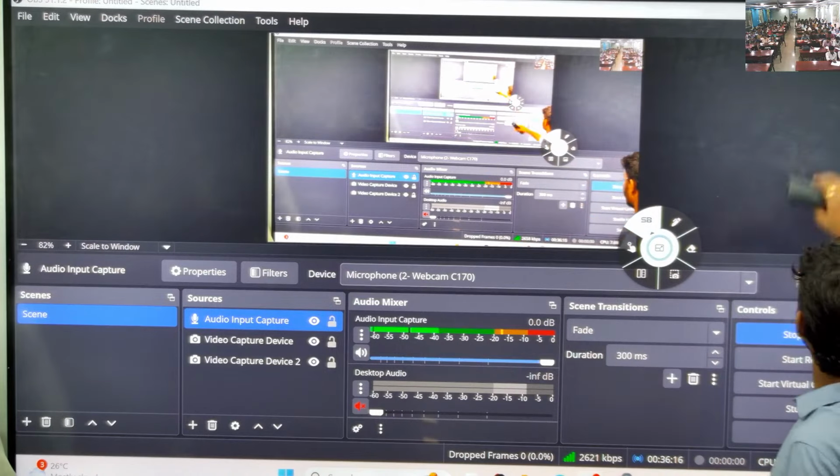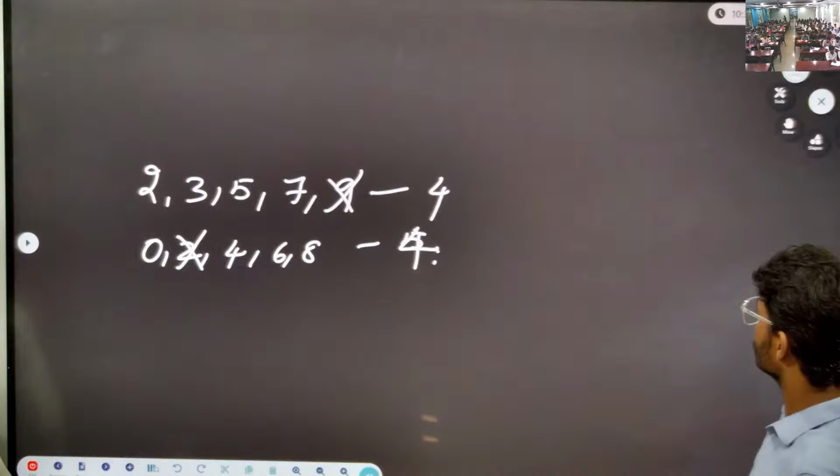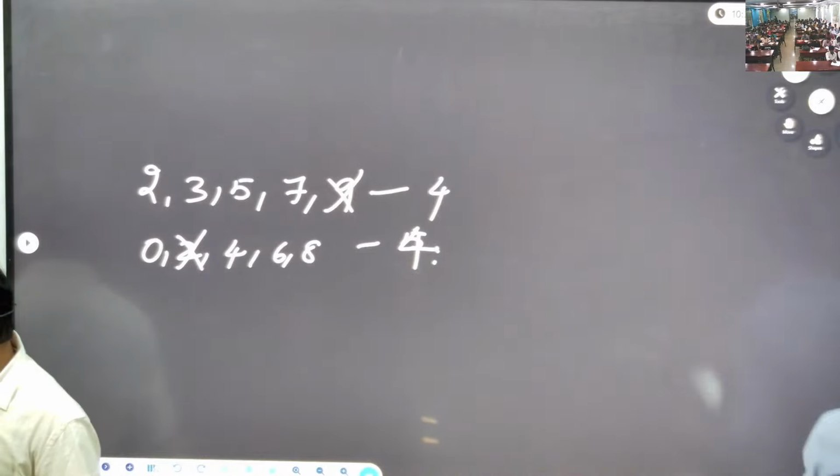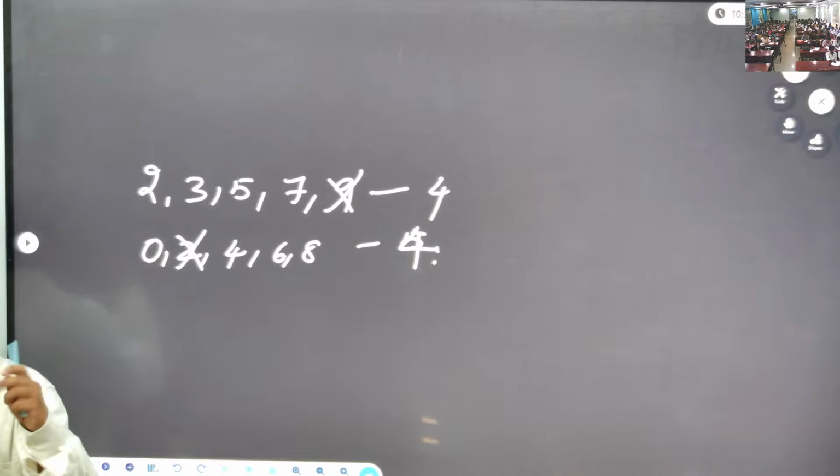Right. So I will give you 2 more problems. You have to tell me the final answer. What is the answer? Test whether to use the product rule or sum rule. You have to give me the final answer. Okay. Write down the question.